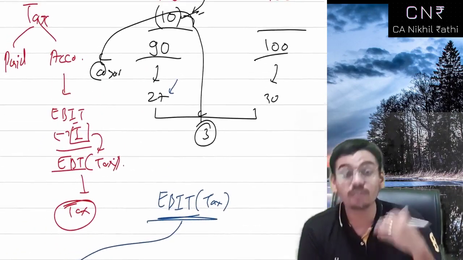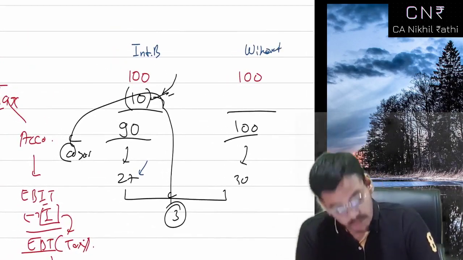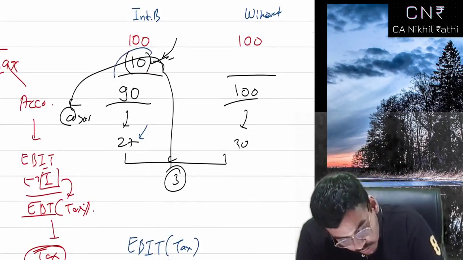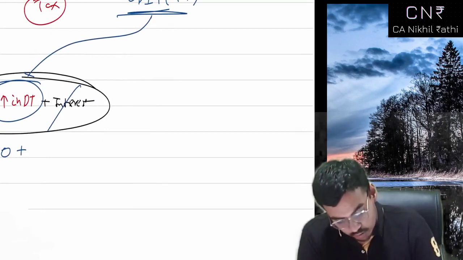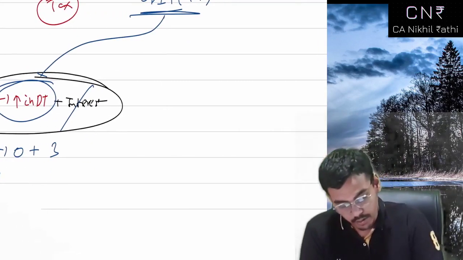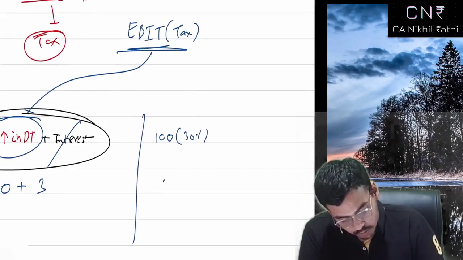Plus, so what is the interest part? Let me tell you what is the interest part. Now, interest saving is 10 into 30%, that is 3 rupees. So that comes to 30 rupees. And if you directly take EBIT into tax, that is 30%, that would be 30 rupees.